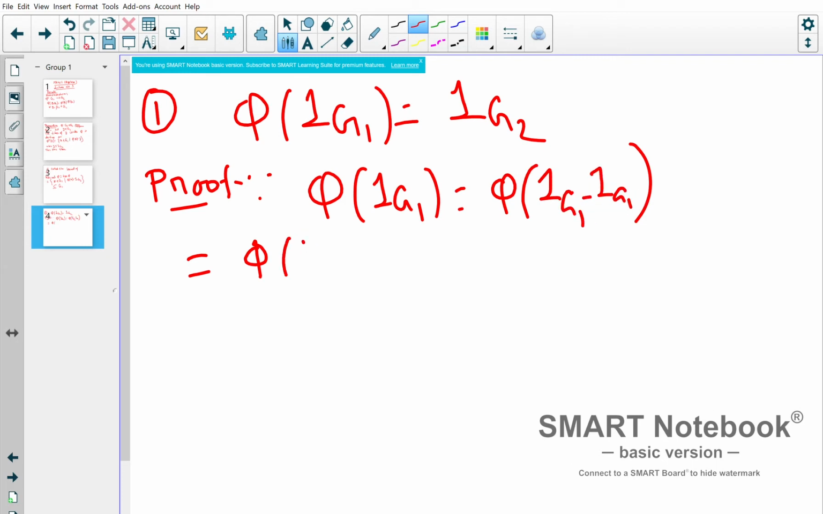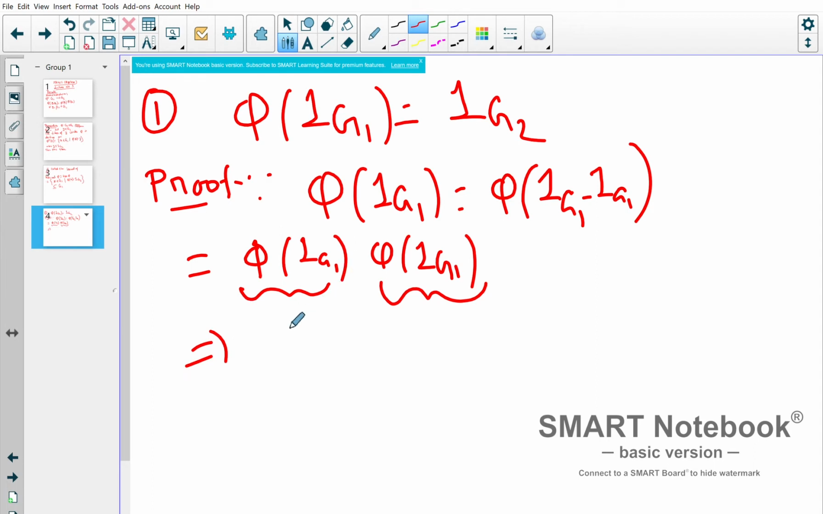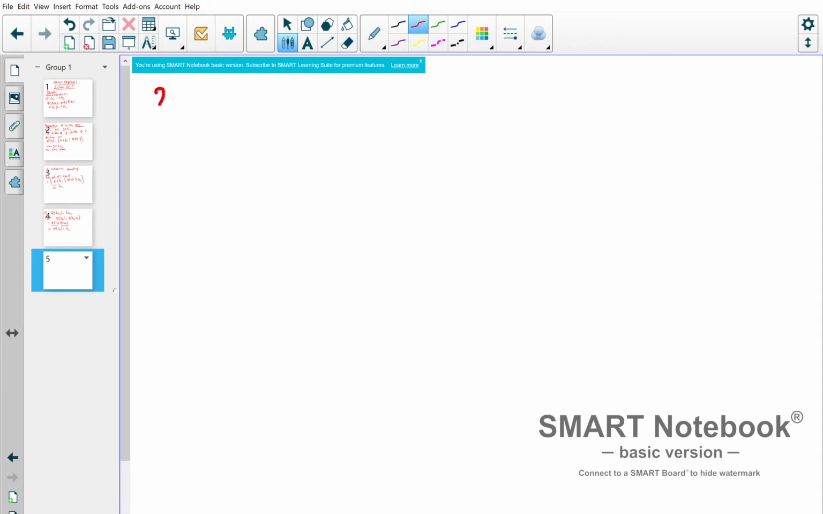But phi of 1 G1 is an element of G2, and this is also an element of G2. Then you use cancellation, and this gives you that phi of the identity of G1 equals the identity of G2.